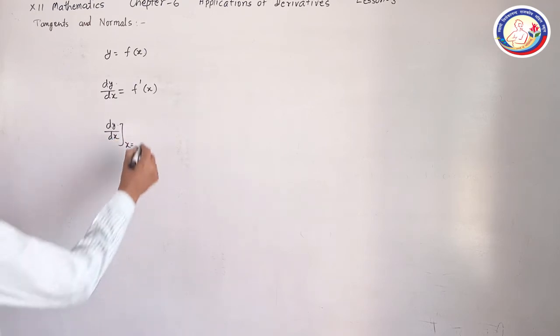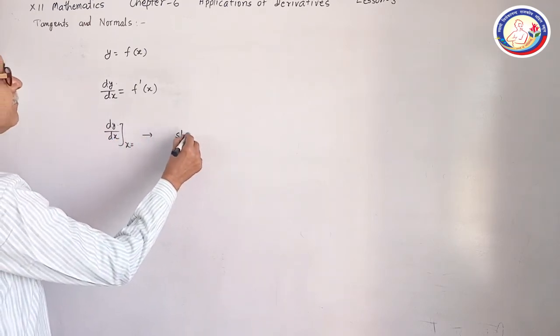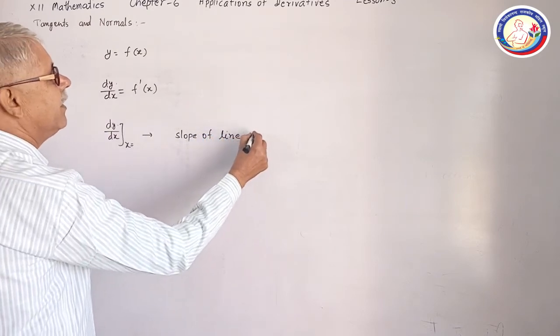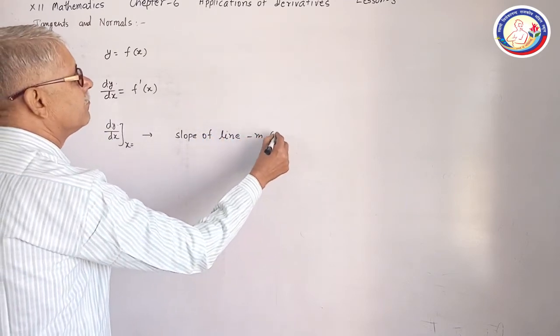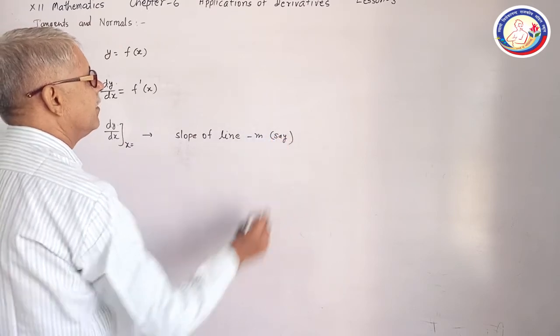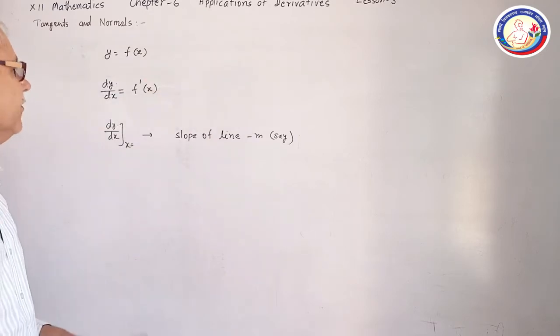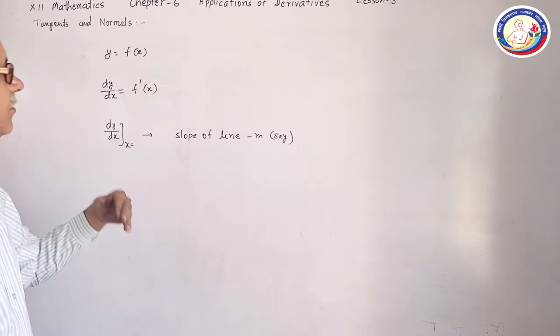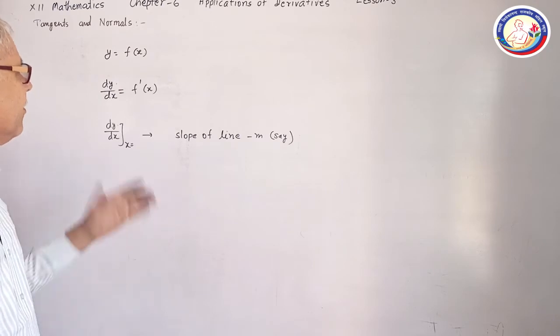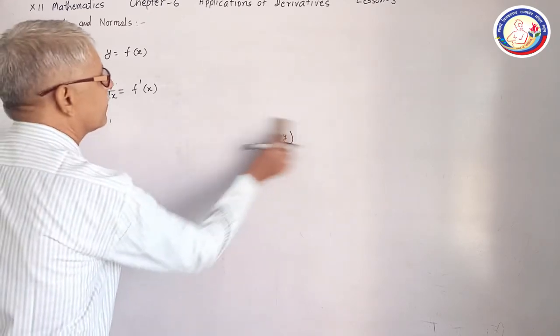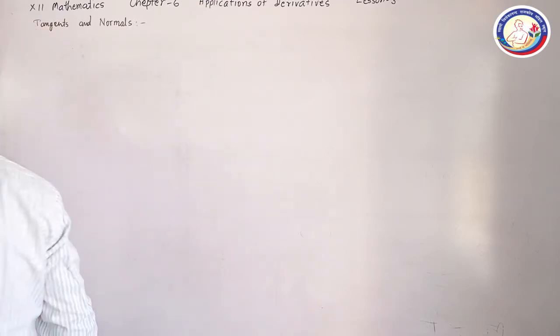This will give us the slope of the line, say m. And then using this slope and other given conditions, we will find the equation of tangent or the equation of normal. So I am proceeding with an example.